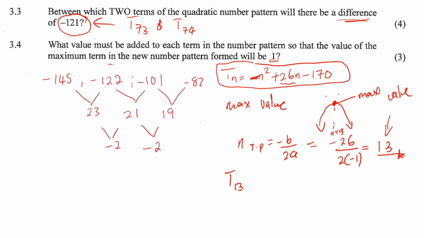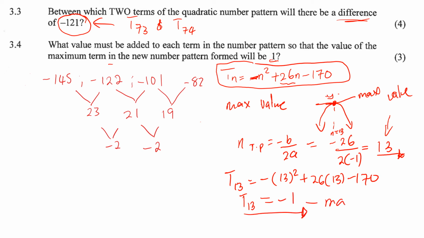Okay, but we want the value of y, or rather the t13. So we're gonna go back on our formula and we replace n by what? By 13. Then we calculate this maximum value of the what? Of the sequence. All right, so the maximum value t13 is going to be equals to negative 1. So negative 1 is the what? Is the maximum value of the sequence. Okay, so this is the maximum value of the sequence.